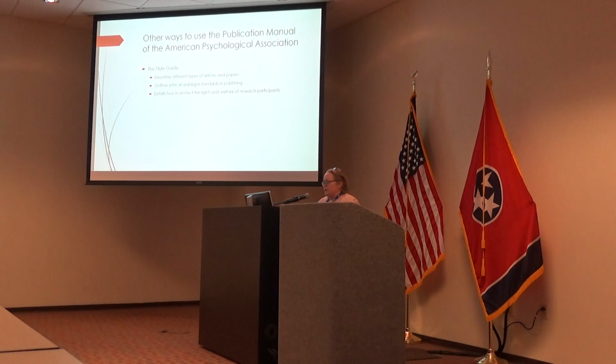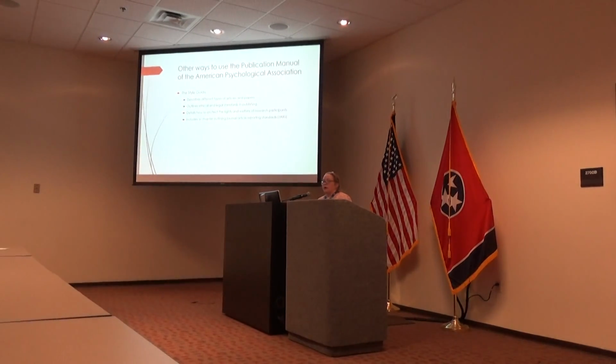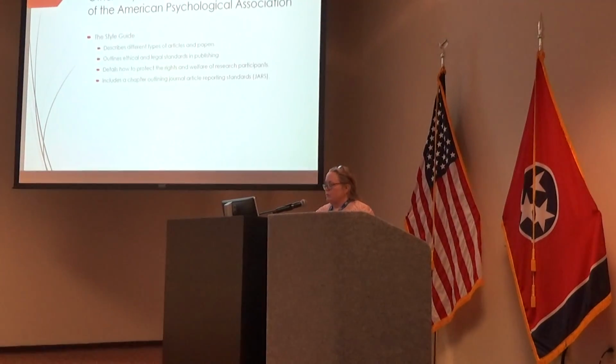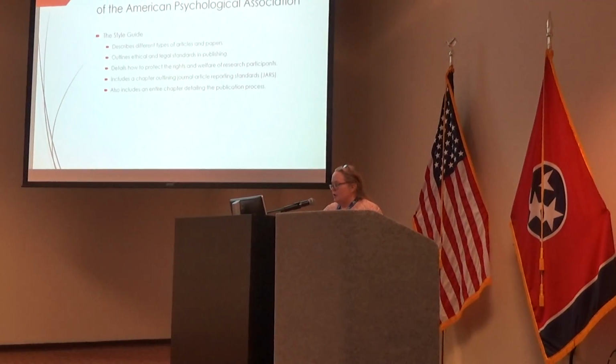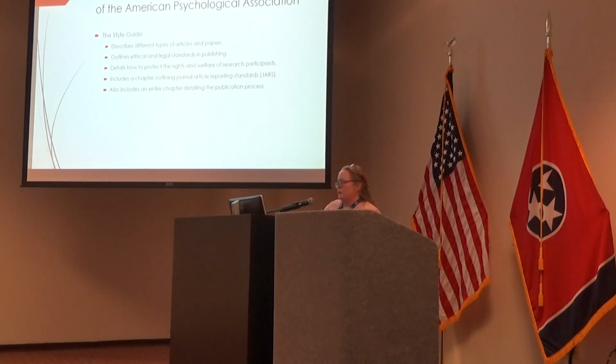There's information about protecting the rights and welfare of research participants. If you're interested in publishing a paper, the style guide dedicates an entire chapter to journal article reporting standards, which includes information researchers need to know, what to include when submitting articles, and information on how to make their research clearer, more accurate, and more readable. It also includes an entire chapter on the publication process itself, including how to avoid predatory journals and those with poor reputations, the editorial process, and how to prepare a manuscript for publication.